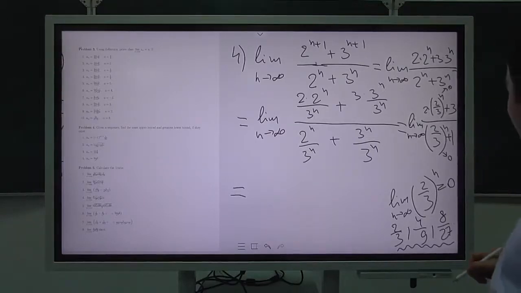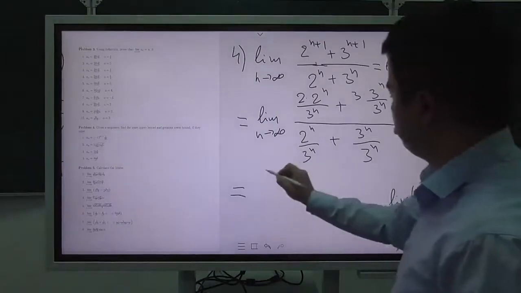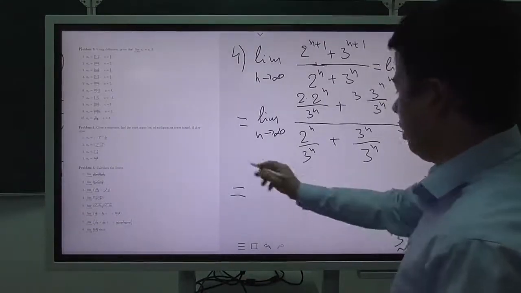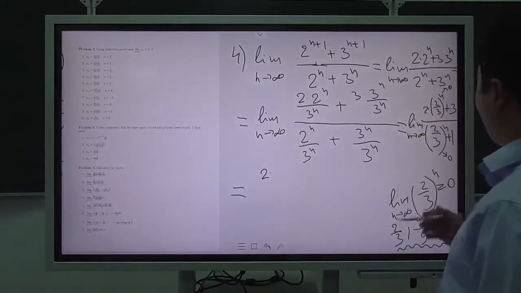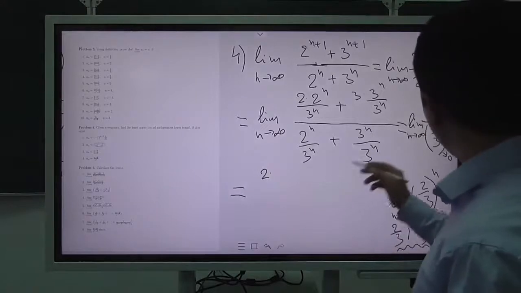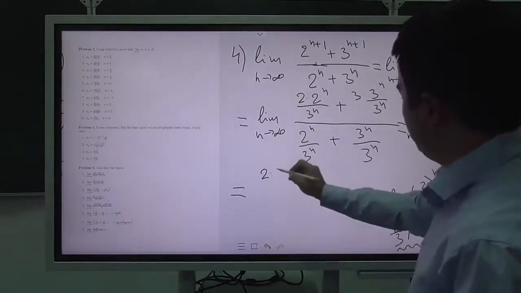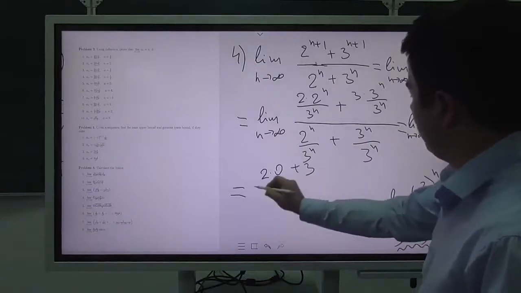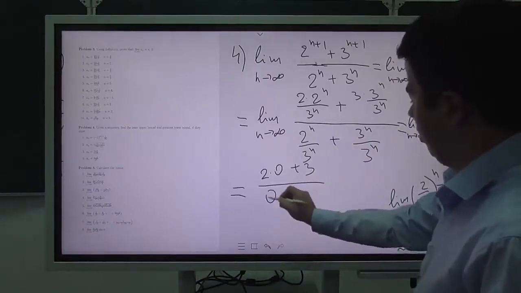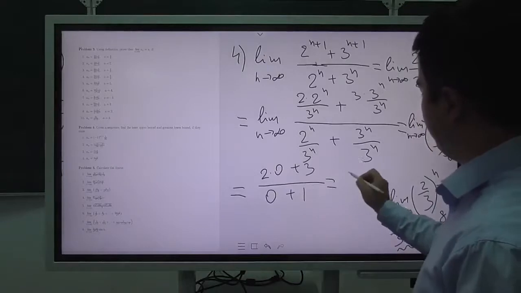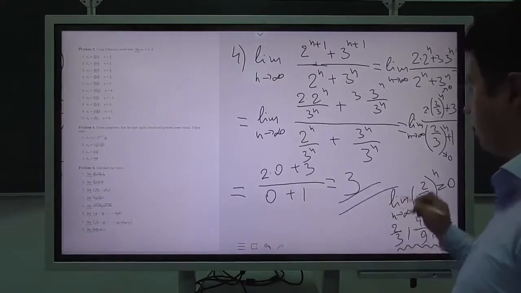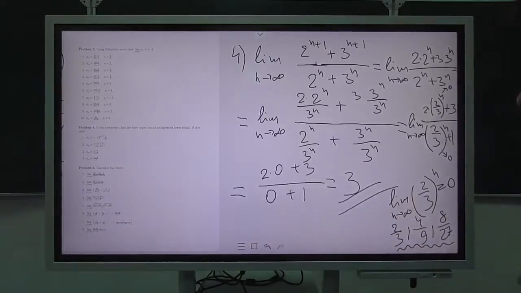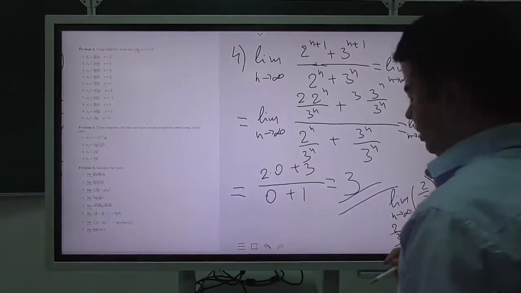And we have just 2 times 0 plus 3 over 0 plus 1; we cannot write a limit here anymore. The answer is 3. So this is number 4, and we get that the limit is 3. Okay, next one.